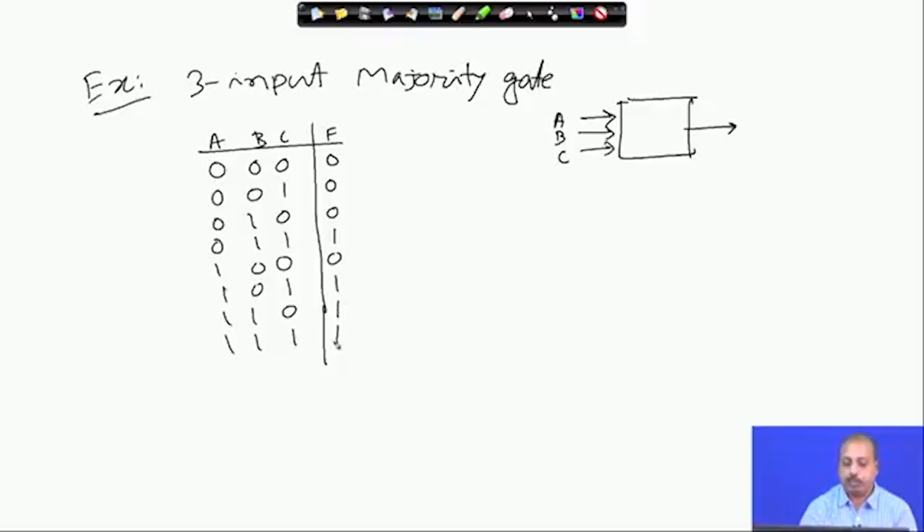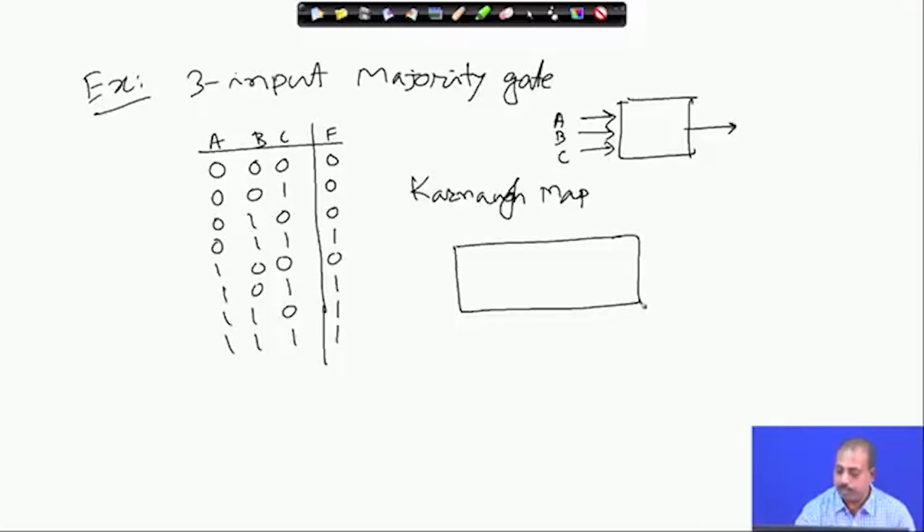Now, once we have drawn the truth table, the next important thing that we have to do is making something called a Karnaugh map. We have to arrive at the logic expression that can be used for this particular block, and that is done by means of the Karnaugh map. In a 3 variable Karnaugh map, it will look something like this.